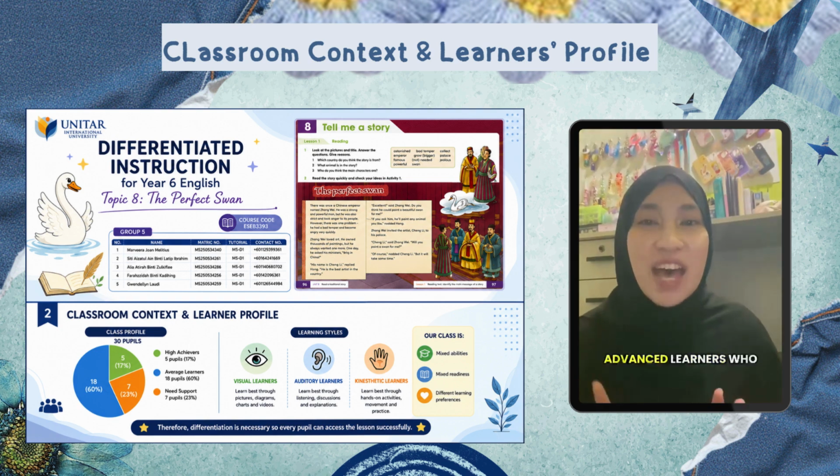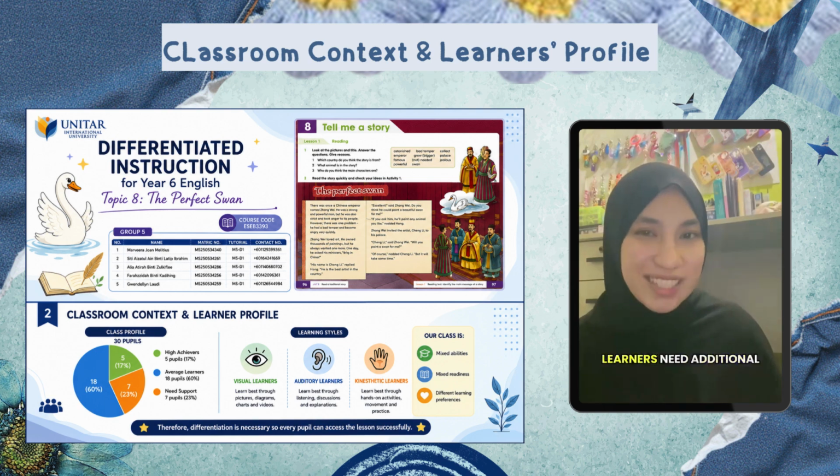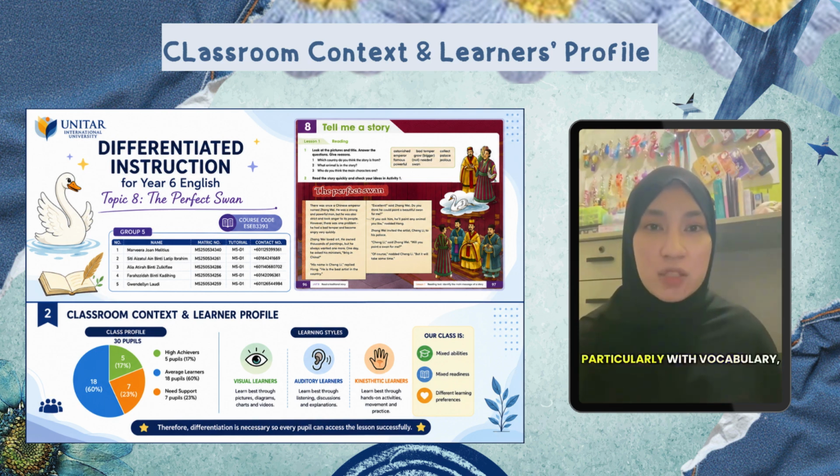There are 5 advanced learners who are able to analyze the text independently, make inferences, and identify themes. The largest group consists of 18 average learners who can understand the story with minimal teacher support. Meanwhile, 7 struggling learners need additional guidance, particularly with vocabulary, sentence structure, and reading comprehension.